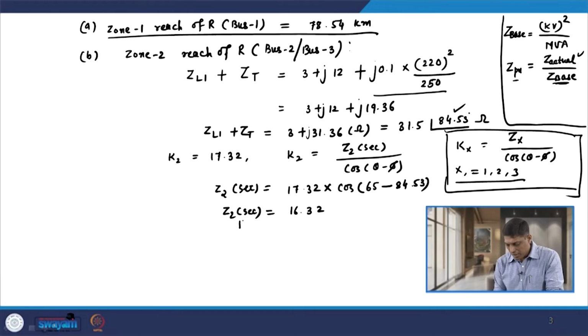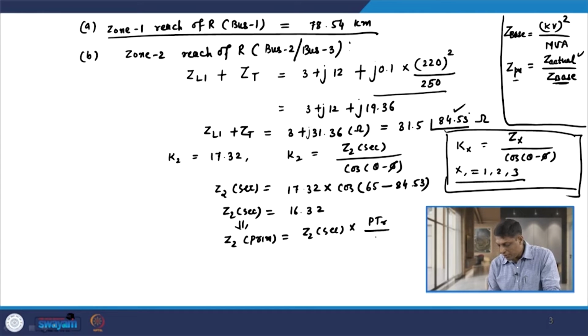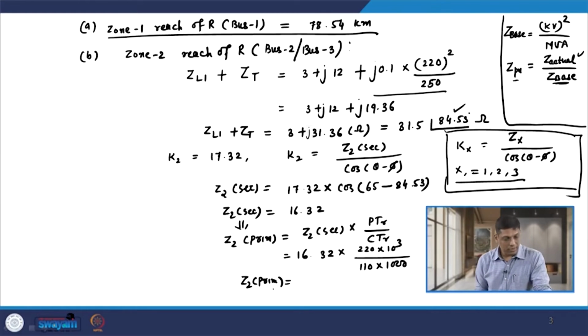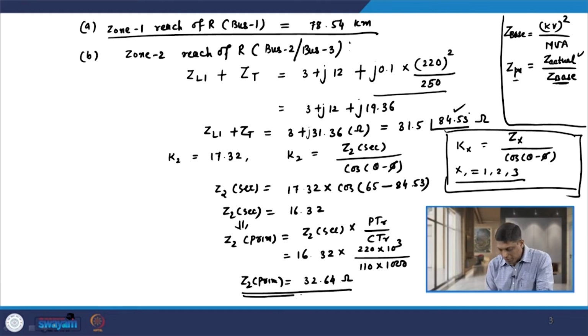Based on this you can easily find out Z2 primary, which is equal to Z2 secondary into PT ratio divided by CT ratio. So, if I put this value 16.32 into PT ratio, that is 220 into 10 raised to 3 divided by 110 into 1000 by 1, the value of Z2 primary comes out to be 32.64 ohm, right. So, we have calculated the value of Z2 primary.